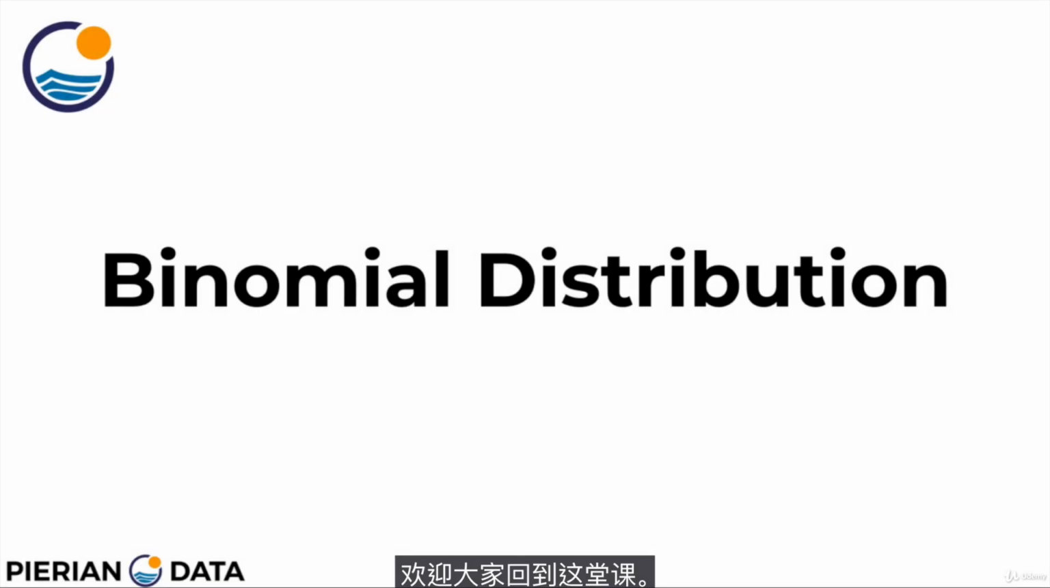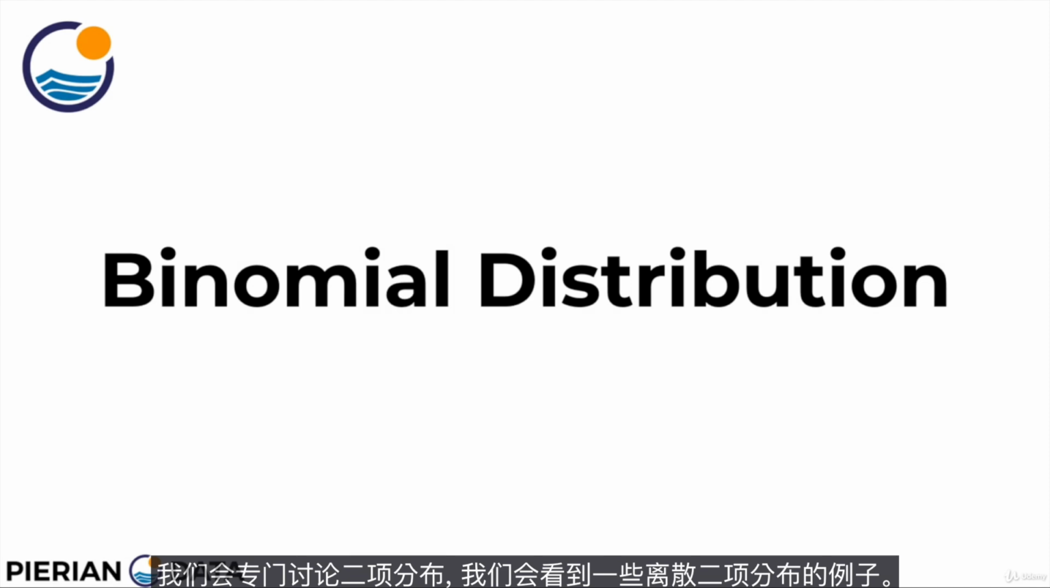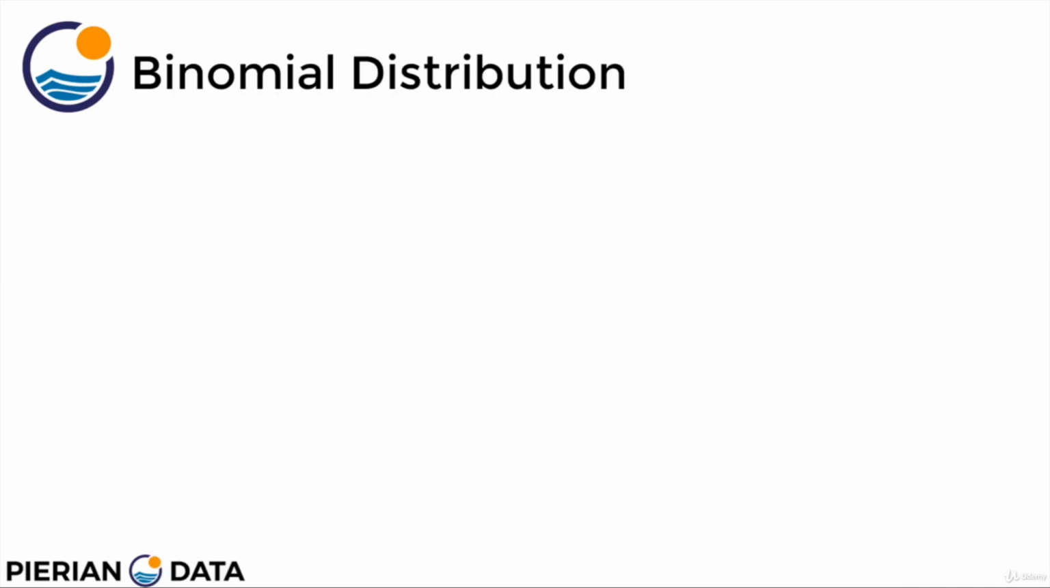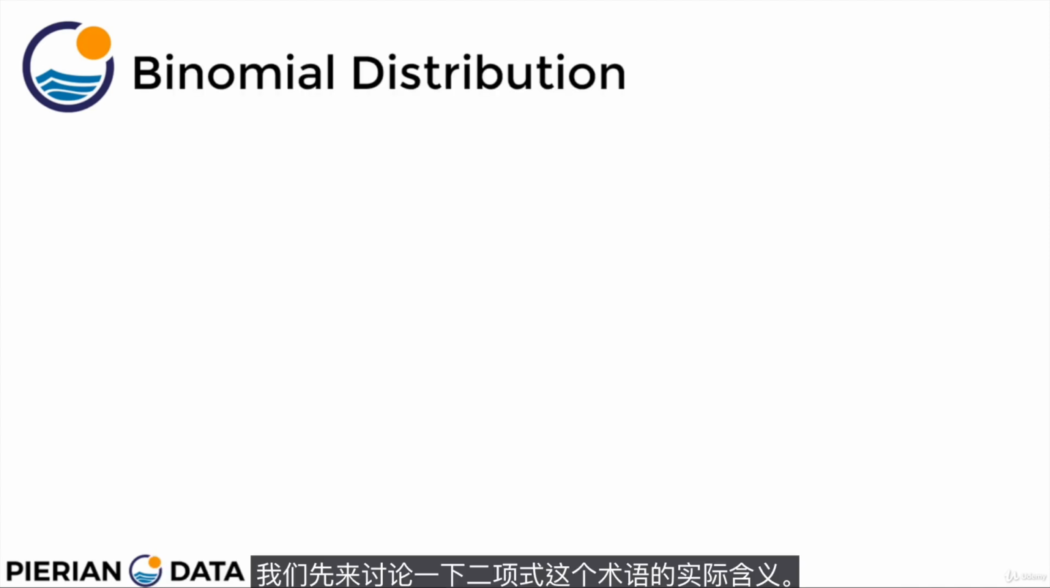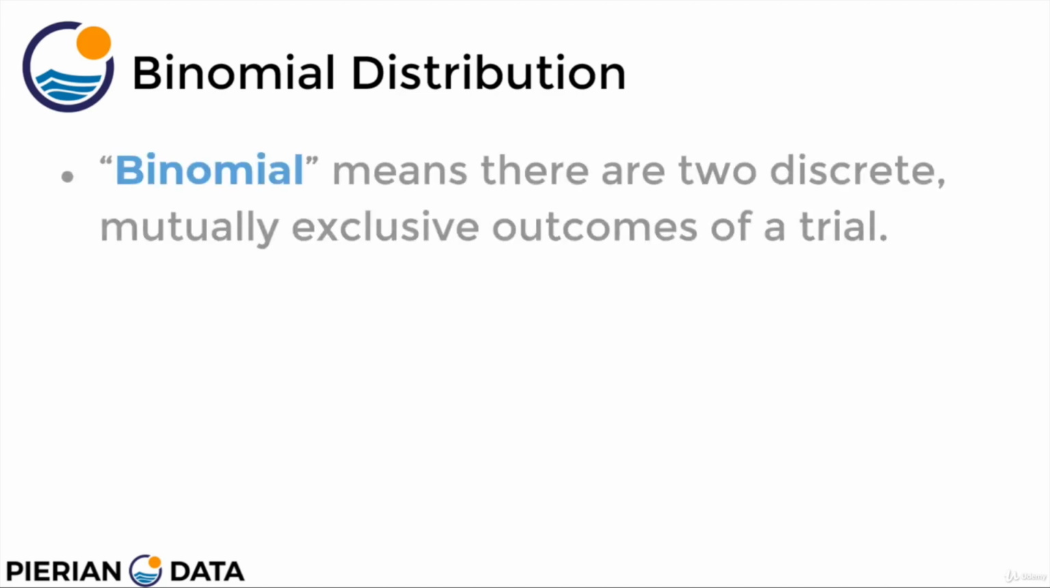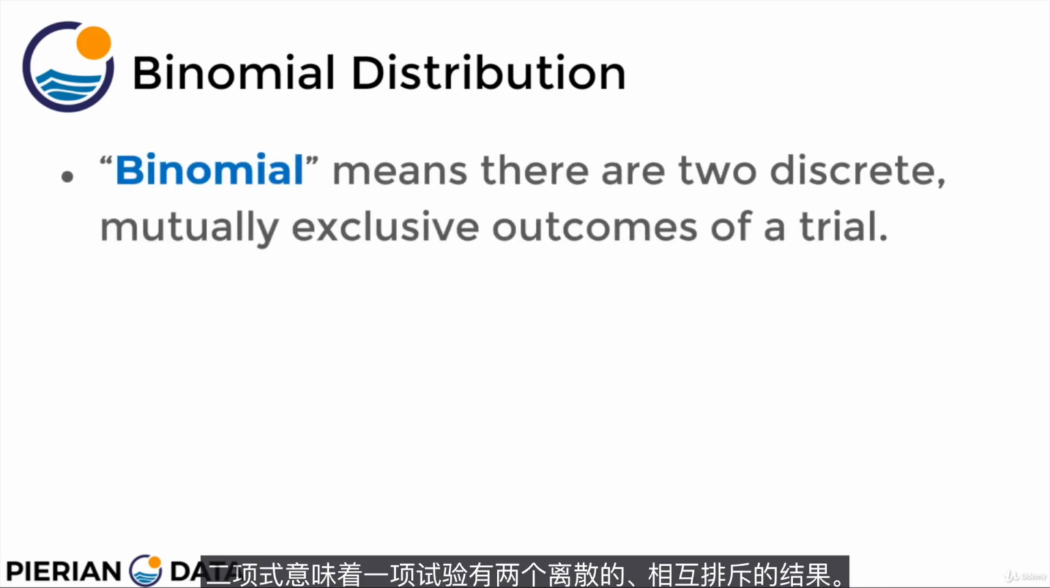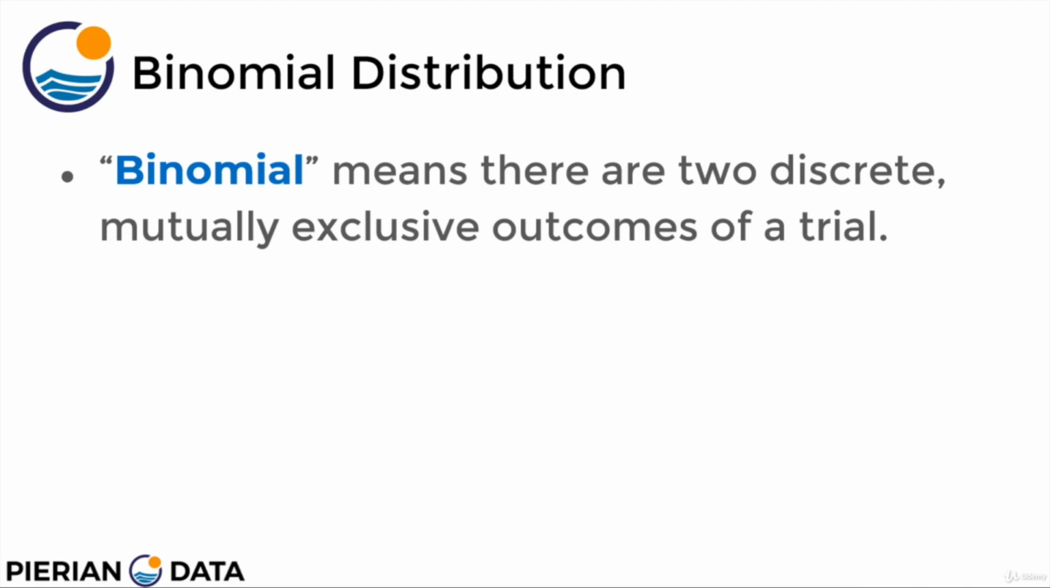Welcome back, everyone. In this lecture, we're going to be talking about the binomial distribution. Specifically, we'll see some examples of a discrete binomial distribution. So let's first talk about what the term binomial actually means. Binomial means that there are two discrete, mutually exclusive outcomes of a trial. So what do we mean by that?